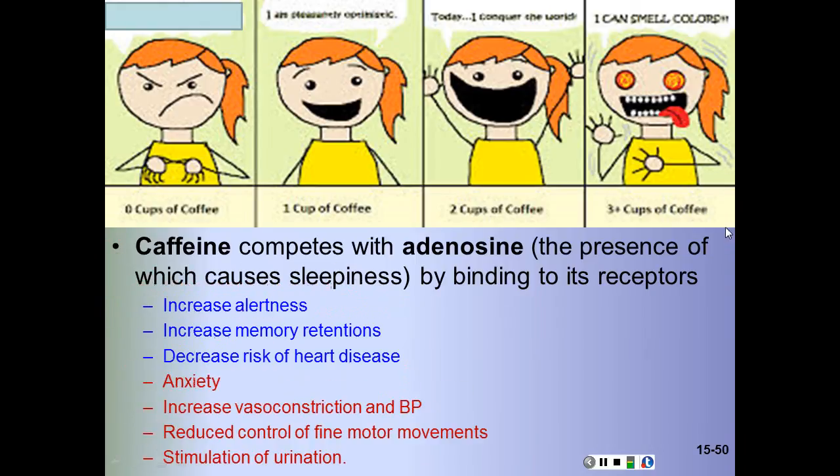But what are the side effects? We have anxiety, increased vasoconstriction and blood pressure, reduced control of fine motor movement, and stimulation of urination. Now you may ask, how is it possible that it's going to decrease your risk of heart disease, but then the side effect will be to increase vasoconstriction and blood pressure? Just remember, everything in moderation.